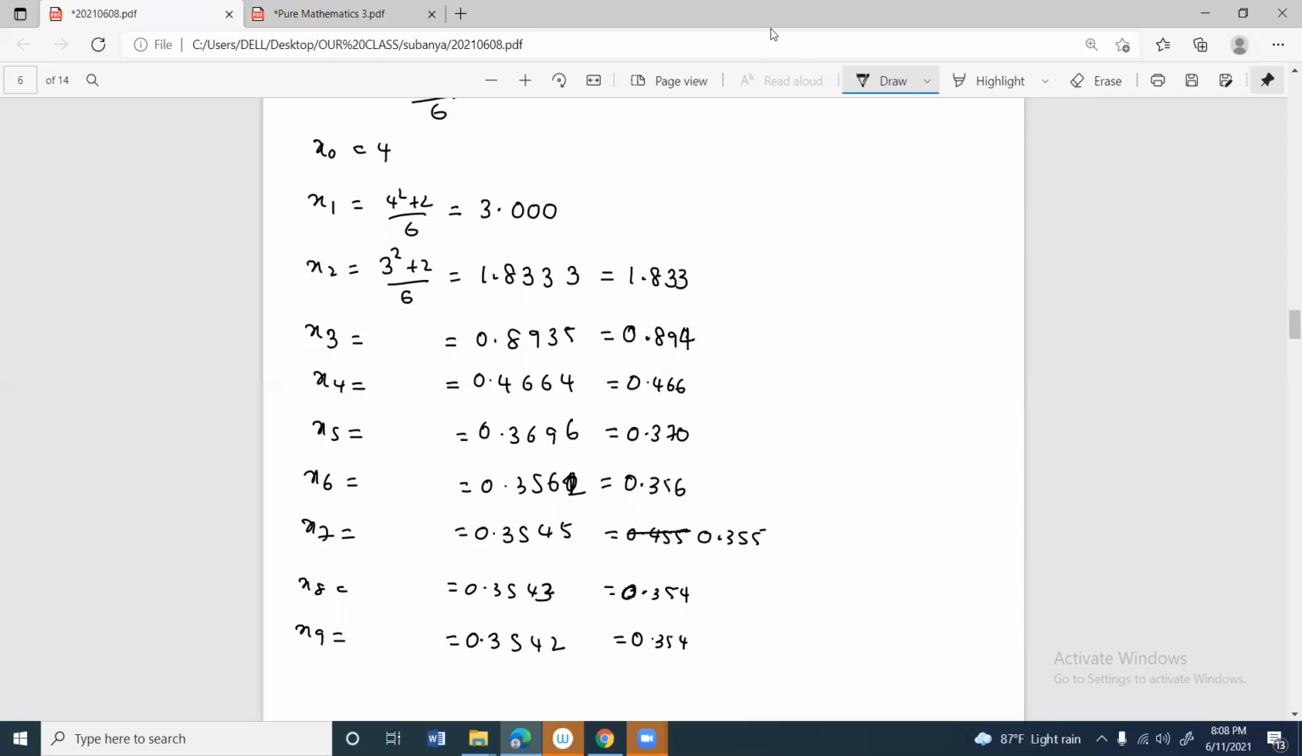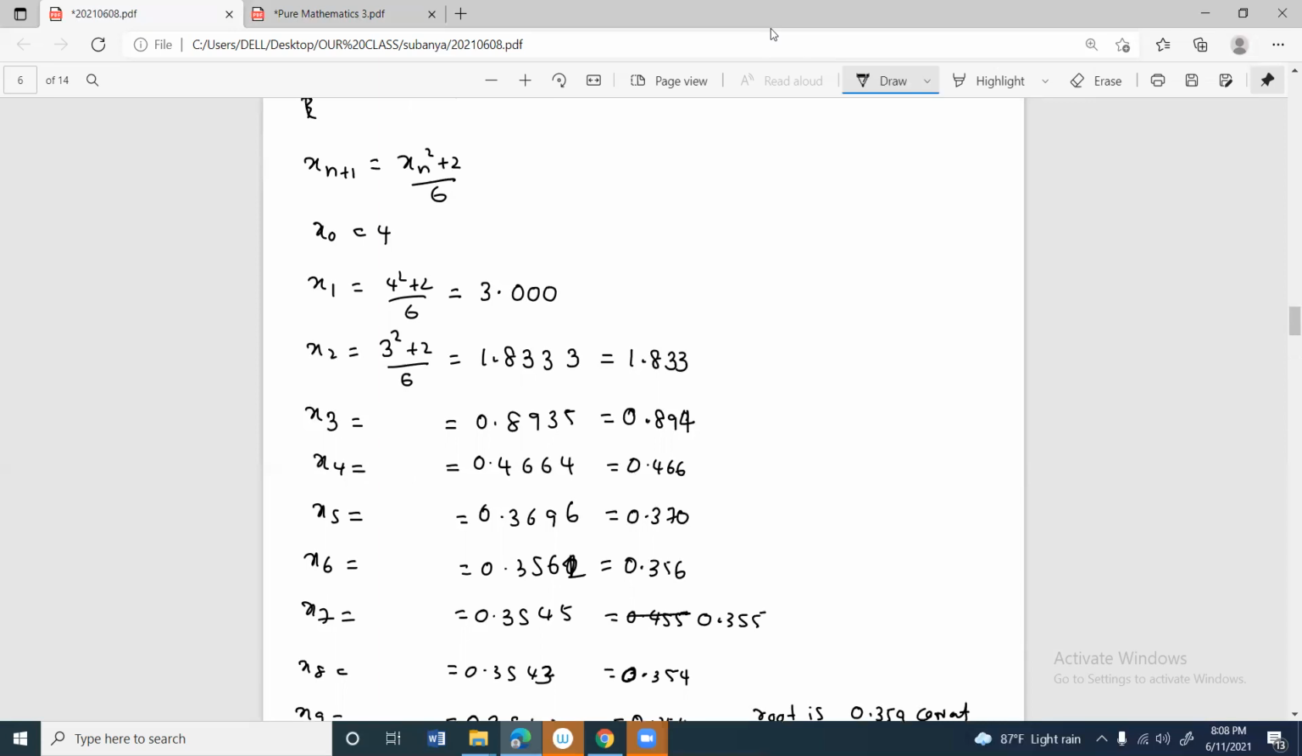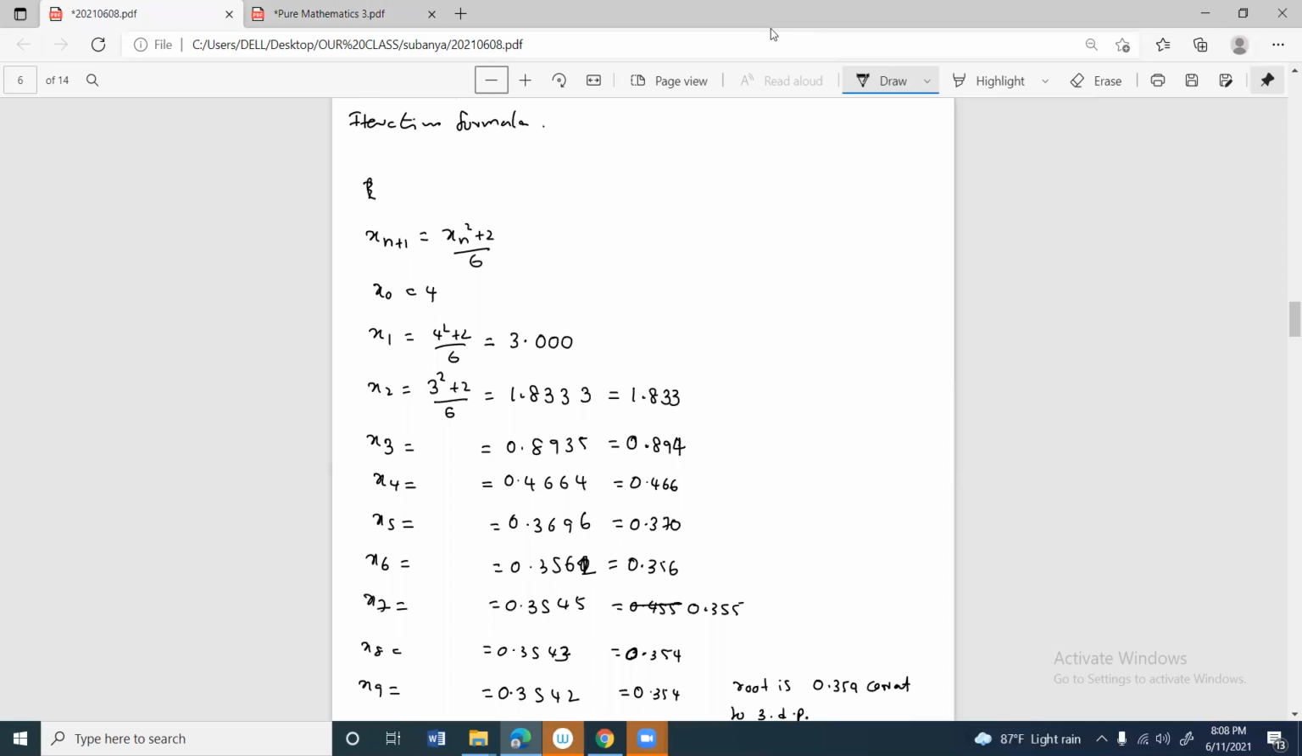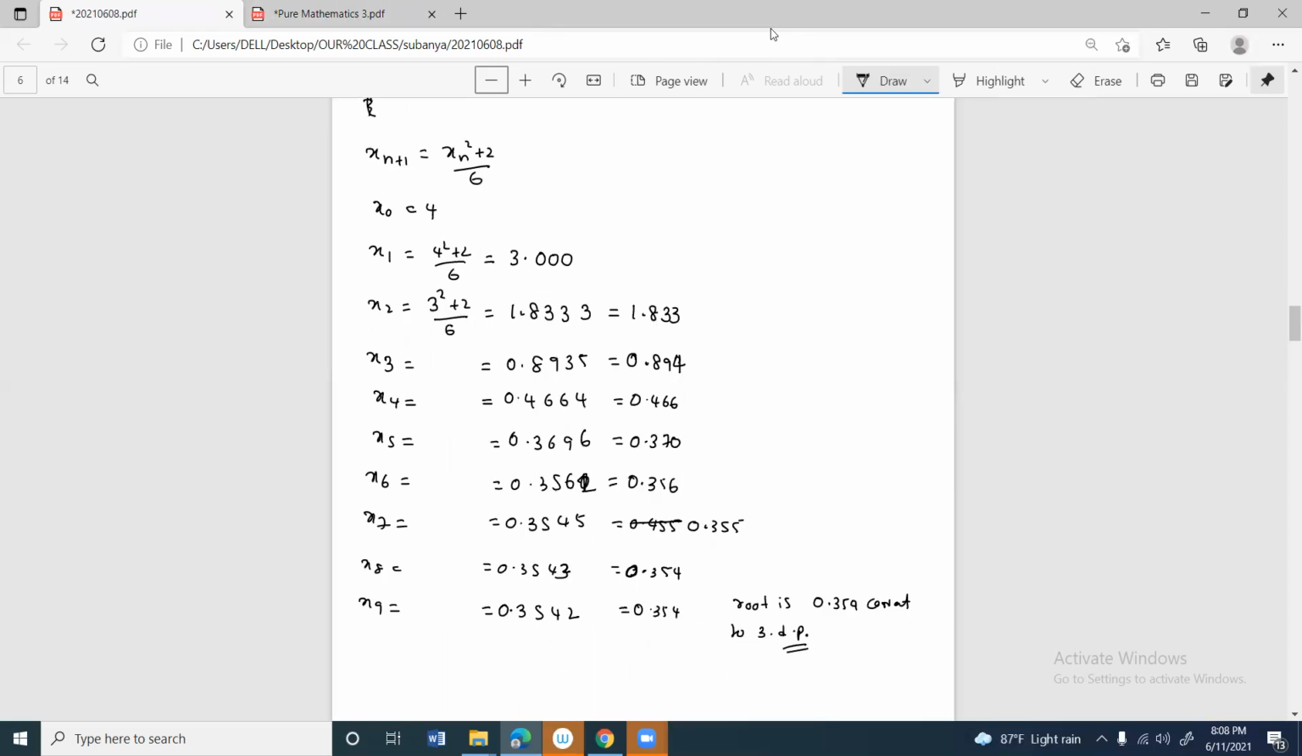So you can say the root is 0.354 correct to 3 decimal points, right? Now that is the point I want to highlight in this question. We started with x equals 4, so definitely the root should be between 4 and 5 or 3 and 4. That is how you get the boundaries. But finally it came to a root somewhere over here.